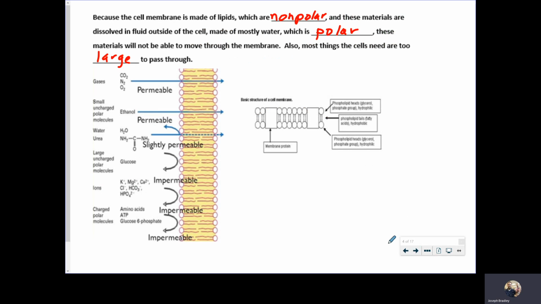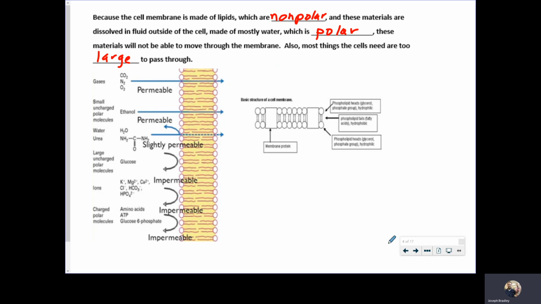Because the cell membrane is made up of lipids, which are non-polar, and the fluid outside of the cell is mostly made up of water, which is polar, these materials won't be able to move through the membrane. As you see here, really small things like carbon dioxide, nitrogen, and oxygen are permeable. They can pass through that lipid bilayer.